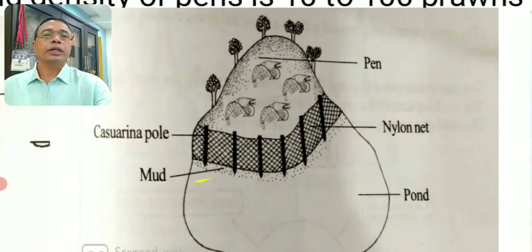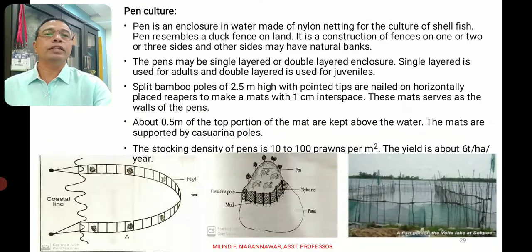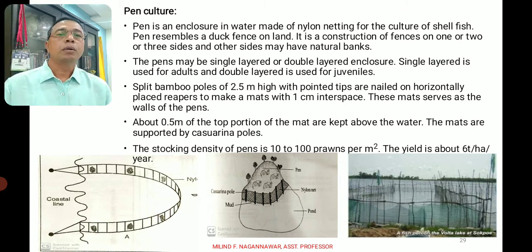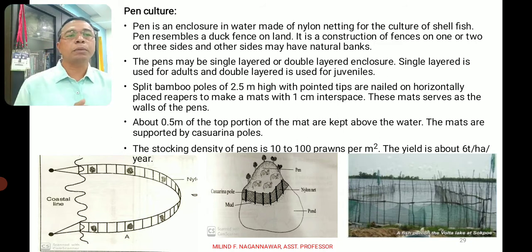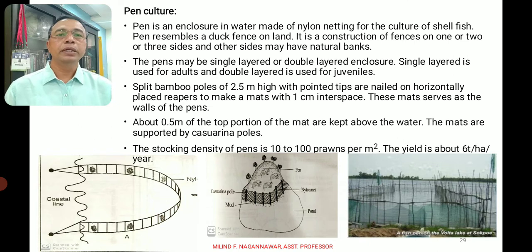These are placed in the water, leaving the 0.5 meter of the top portion of these bamboo poles above the water. Then the mats are supported by these casuarina poles. So what should be the stocking here? The stocking of these prawns or shrimps should be 10 to 100 for every square meter. In the pen culture, the yield is about 6 tons per hectare per year.